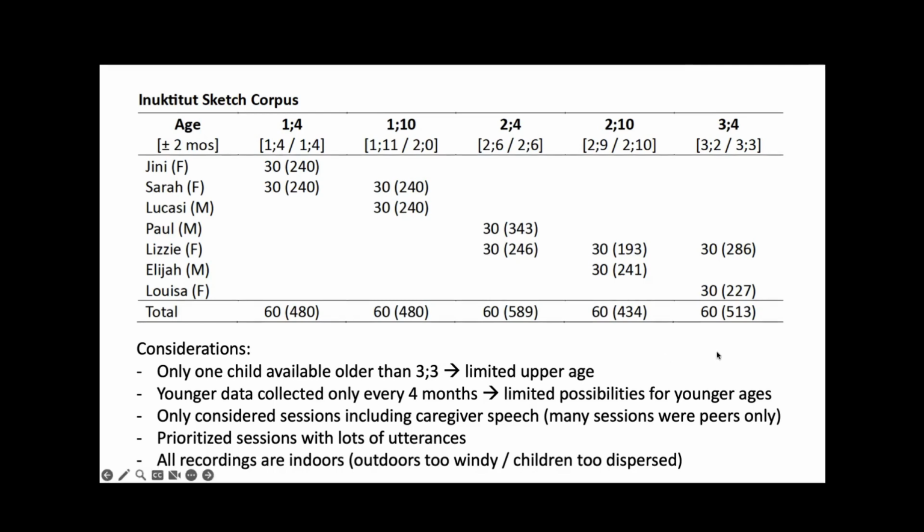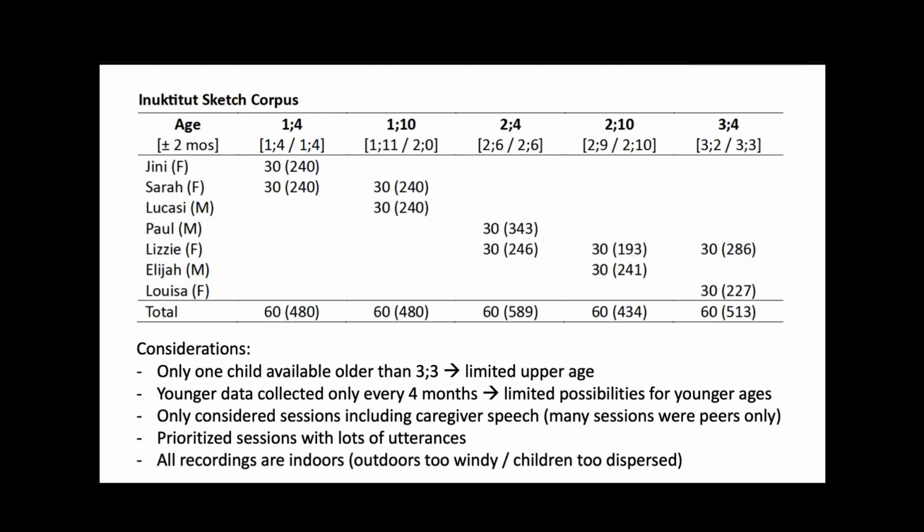And also we see, I think, the most here of all the sketches so far, the up to 2 months deviation from the target age. So for 1-4, we succeeded in having 2 kids right at 1-4, but for 1-10, we had 1 child 1 month older and 1 2 months older. For 2-4, they were both 2 months older, etc. And so, of course, that needs to be taken into account.